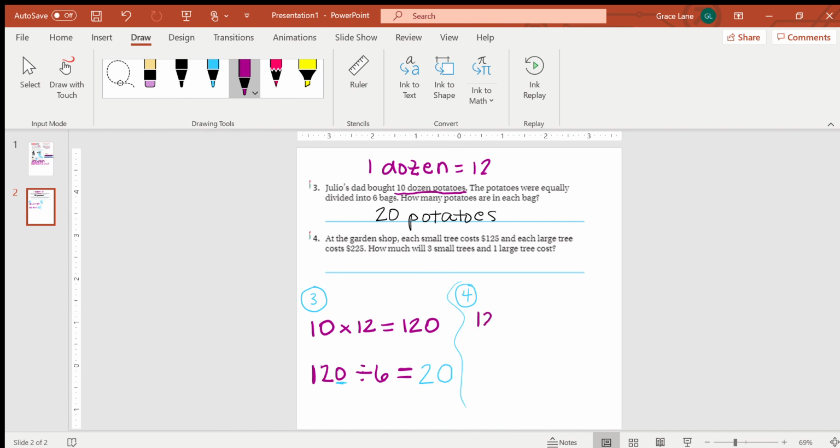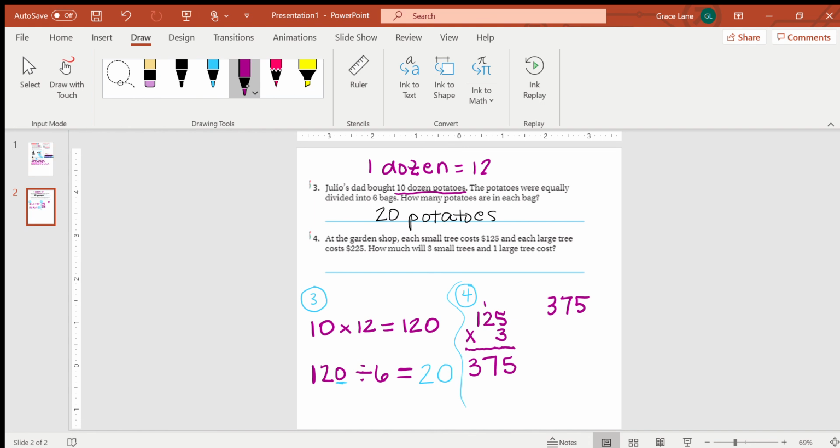So I'm going to do 125 times 3, because each one costs $125 and I'm getting 3. 5 times 3 is 15. Carry the 1. 2 times 3 is 6, plus 1 more is 7. 1 times 3 is 3. So the small trees cost $375. You're also going to get 1 large tree, and it says each large tree costs $225. So nothing to multiply since you're only getting 1.